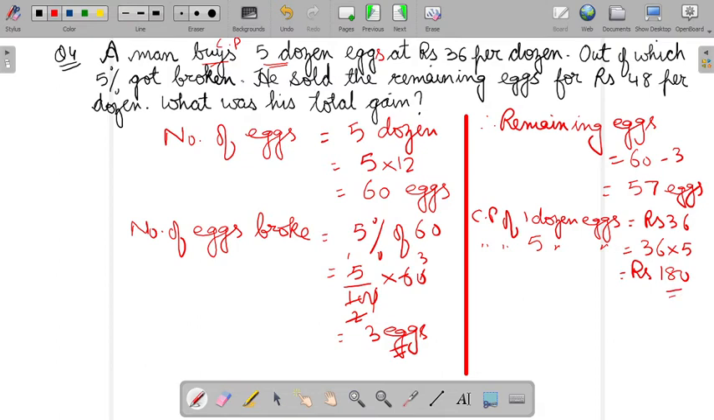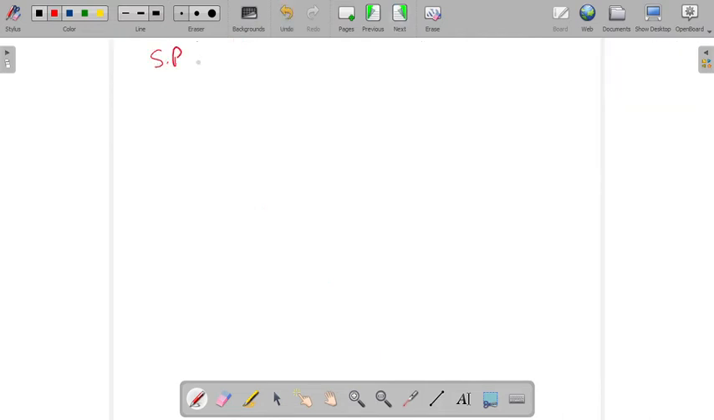Now the question is, he sold the remaining eggs. So remaining eggs is 57 at the rate of 48 per dozen. Sold is written, so it means selling price. So selling price of 1 dozen, or we can say 12 eggs, equals how much? How much is it given? Rupees 48.